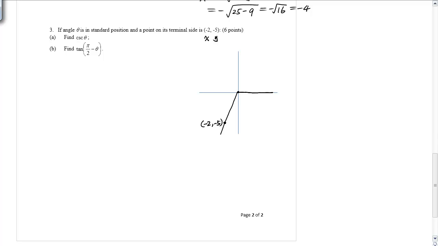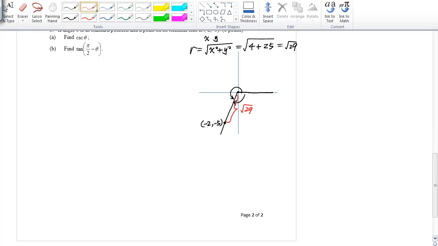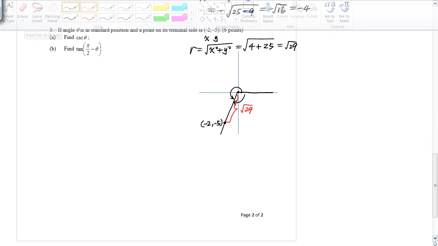So as you can already tell, this angle could be this angle right here, it could be this angle right here, it doesn't matter. The terminal side is in the third quadrant. Okay, and then we can determine r as well. r equals the square root of x squared plus y squared. In this case, square root of -2 squared is +4 plus -5 squared is 25, and this is square root of 29. Okay, so this distance is square root of 29. So with x and y and r known, again, we can find the 6 trigonometric function values for this angle.